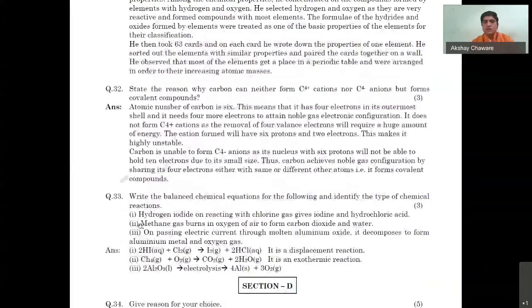Now in question number 33, write a balanced chemical equation. Correct molecular formulas, especially this HI and this I. So it should be I2 and this should be HI. Students have written H2I or HI2, and here only I is written. This is a halide, this is a halogen. It is obtained in combined form only, so it should be I2.